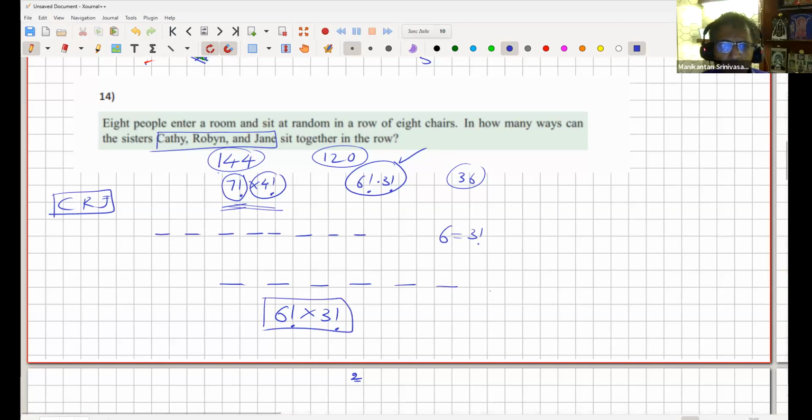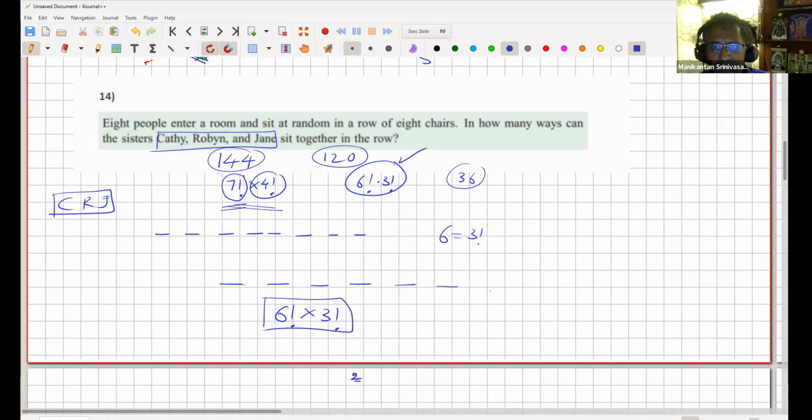No. There are no 8 rows. There are 8 chairs in the row. There's only one row of 8 chairs. That's it. There's only one row of 8 chairs. There are as many chairs as there are people.